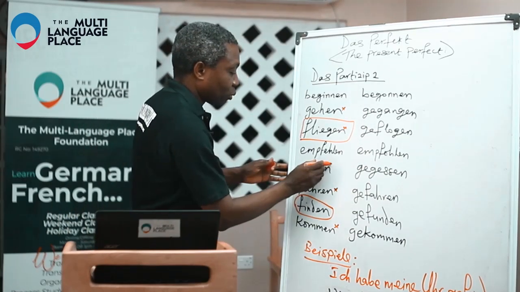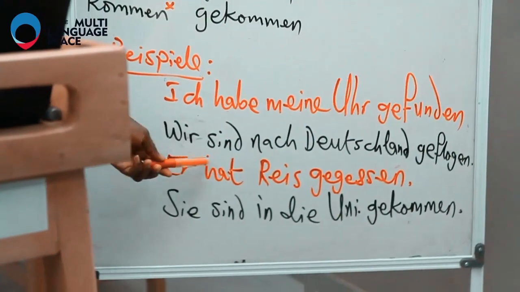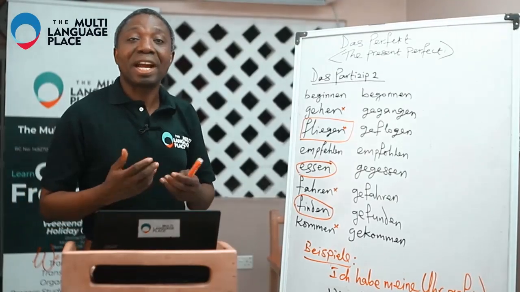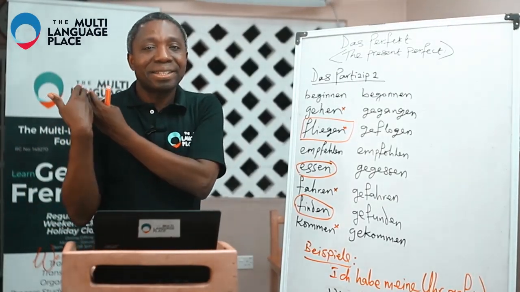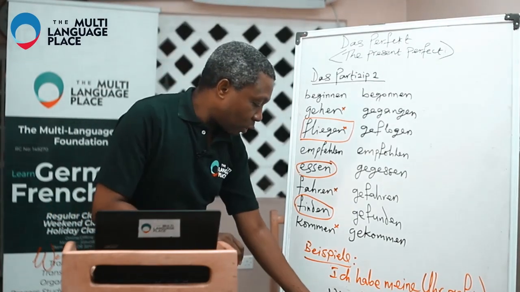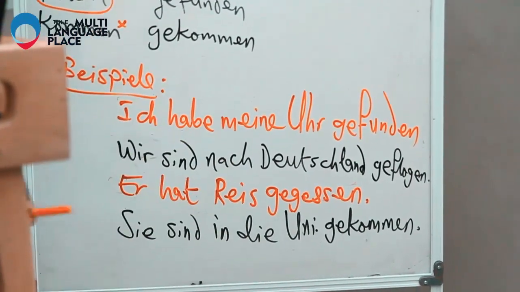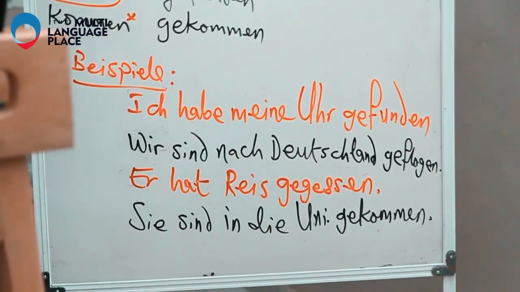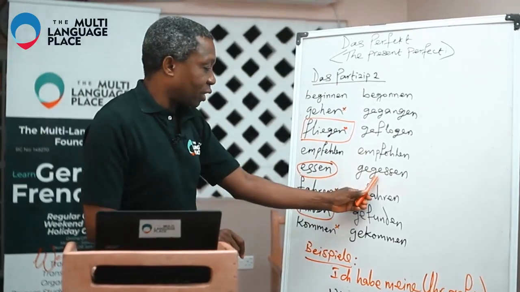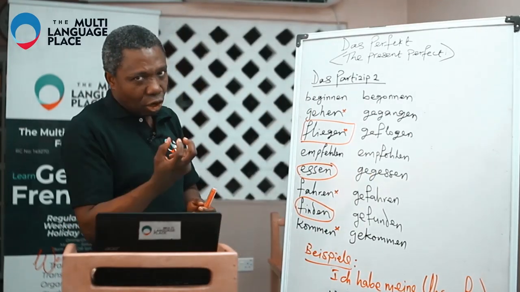And then the third one, I picked the verb to eat. Essen means to eat. See the way it is formed: Er hat Reis gegessen. He has eaten rice, or he ate rice. You see the helping verb here, and then the main verb, the participle 2 of essen, which is gegessen. You put it at the last position, and you put the helping verb at the second position.